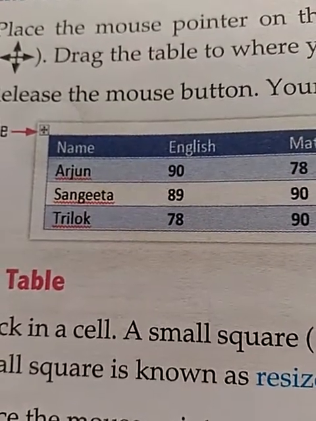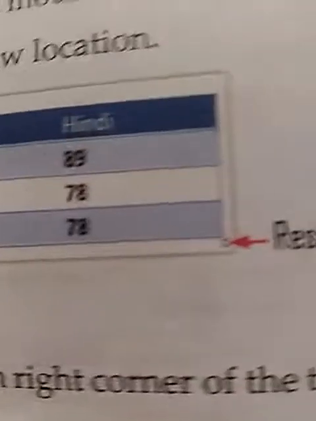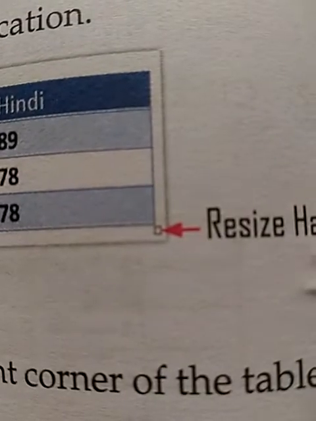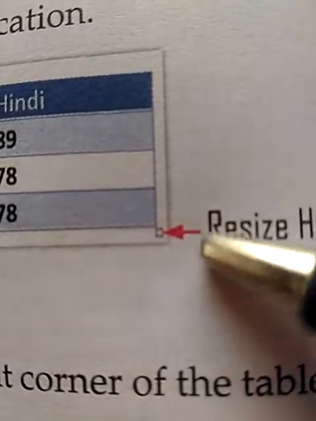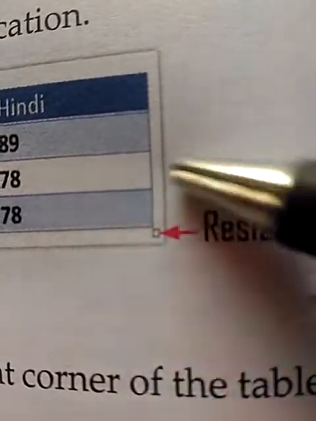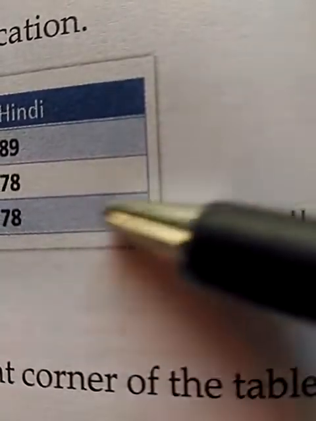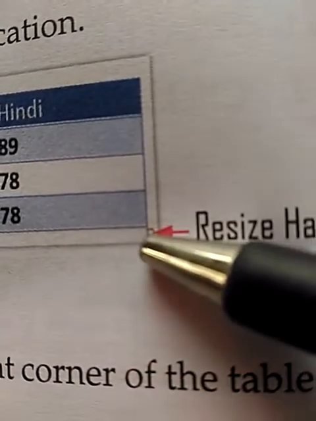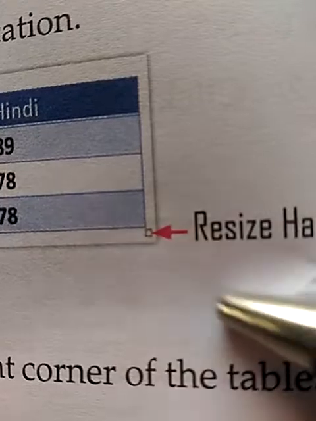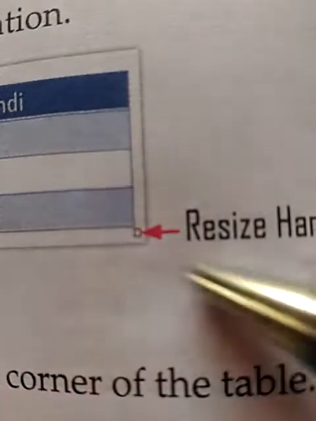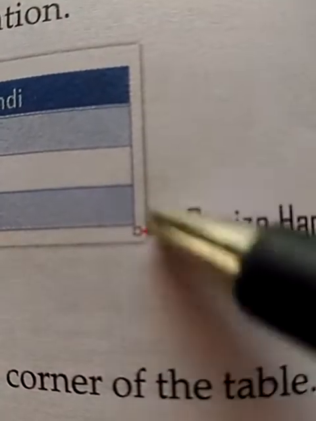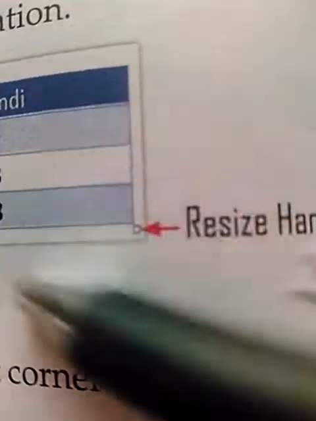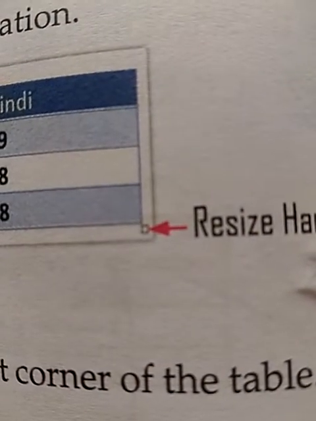In the same way, if you want to resize your table, then in the corner, just see that you will find this button. This is the resize button which you will find in the right down corner of the table. If you click and hold the mouse, and if you increase or decrease or move this, then according to the movement of the mouse, the size of the table will automatically change.